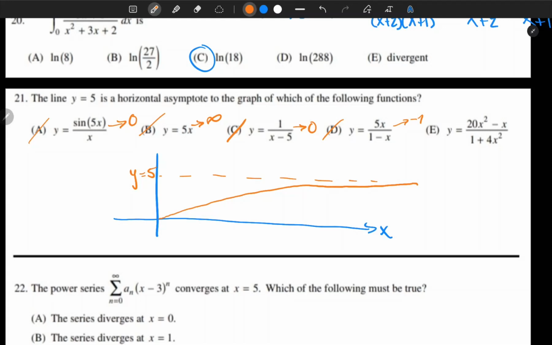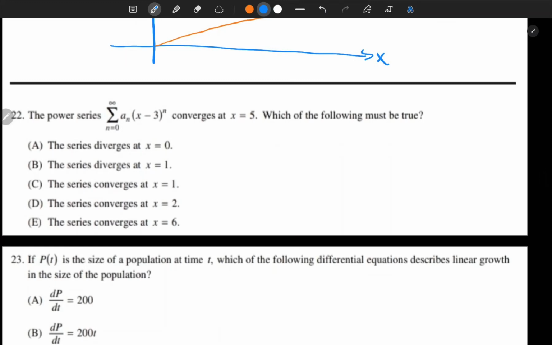But looking at what we have for E, if we take x to infinity, we see that we don't care about this term. We don't care about the negative x term. And when x goes to infinity, we can actually cancel the x squared and the x squared. So we get 20 over 4, which is equal to 5. And that's exactly what we wanted as an asymptote. So the answer here is E.